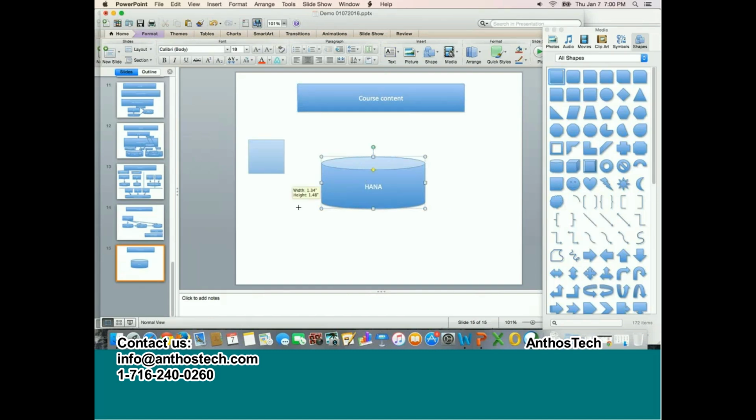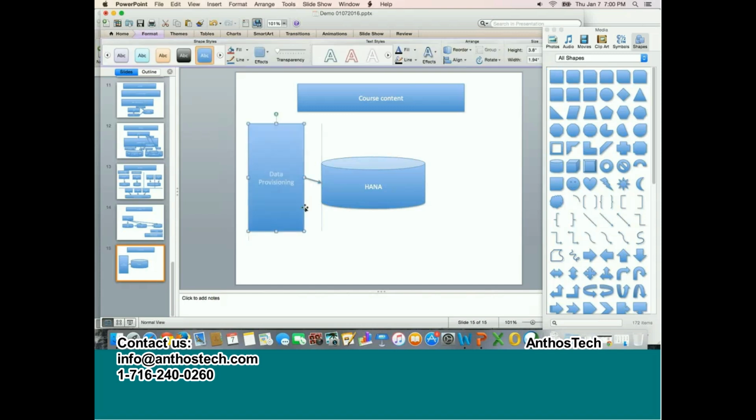First part is data provisioning. Data provisioning, meaning bringing the data into the HANA database. There are several techniques to bring the data into the HANA database. They are called data provisioning techniques. So we will learn in detail about data provisioning techniques.